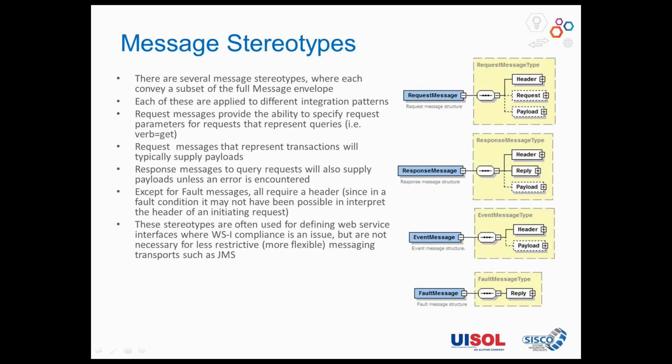Okay, so now we're into the message stereotypes. There are 4 types. There's a request message, a response message, an event message, and a fault message. If you're using a request message, you must have a header. If you're using a response message, you must have a header and a reply. In both cases, you do not need a payload. In the event message, you must have a header. You don't have to have the payload.